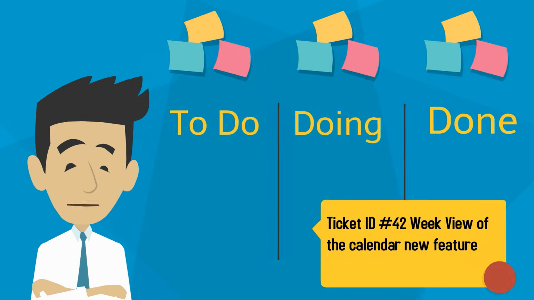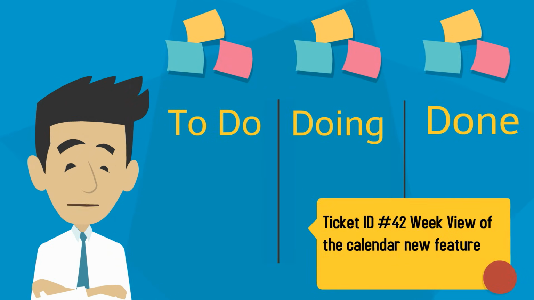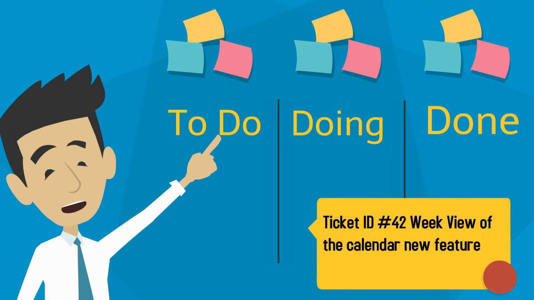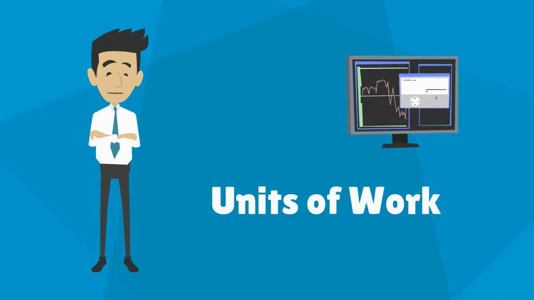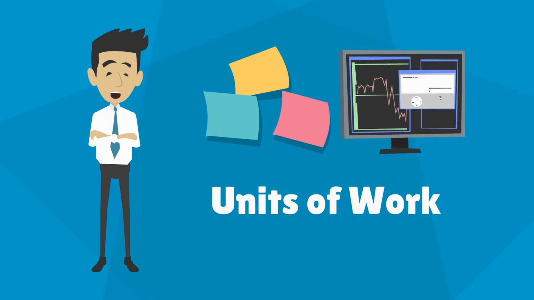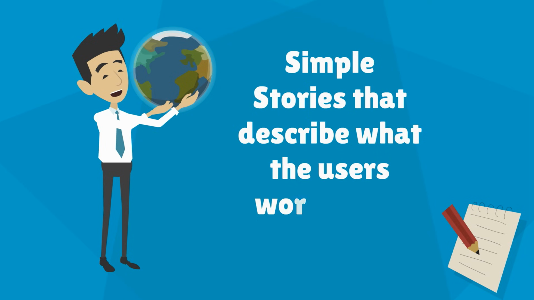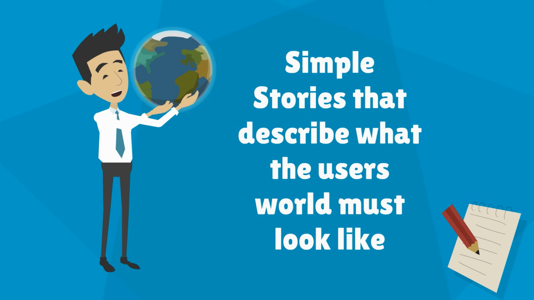Most teams find that the best way to achieve these things is to visualize their work so it's easy to see what has been done, what is being done, and what is yet to be done. Visualizing the state of various pieces of work can be done in software or even on a wall with sticky notes. But in this video, we want to concentrate just on how to represent the units of work. A good approach is to represent the work through simple stories that describe what the user's world must look like in order to mark a story as complete.